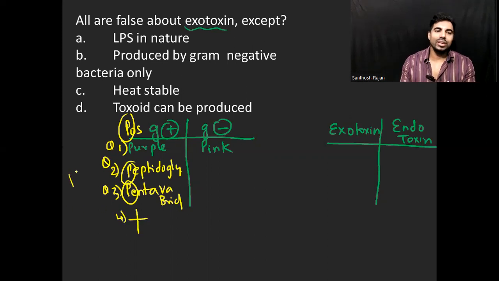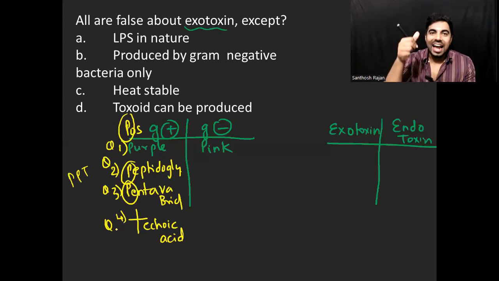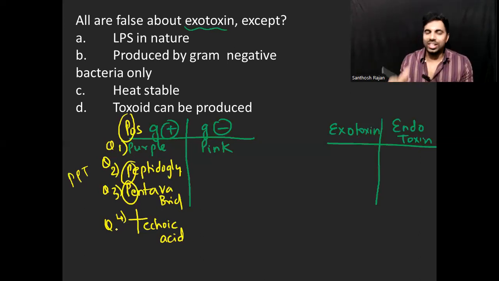You may remember mnemonics like PPT, but a lot of mnemonics will cause confusion, so I'm not giving too many things to confuse you. Here, the T of teichoic is looking like a plus. So teichoic acid, what is it for? For attachment. Teichoic acid is usually for attachment. Tick, attach, T attach.